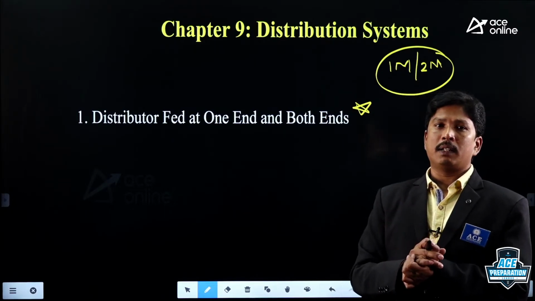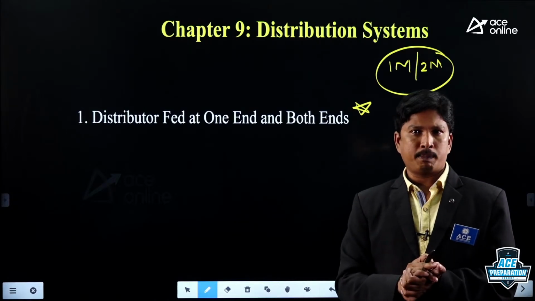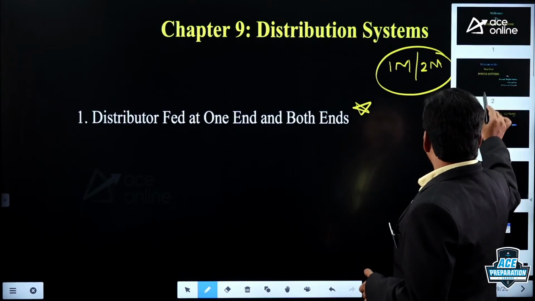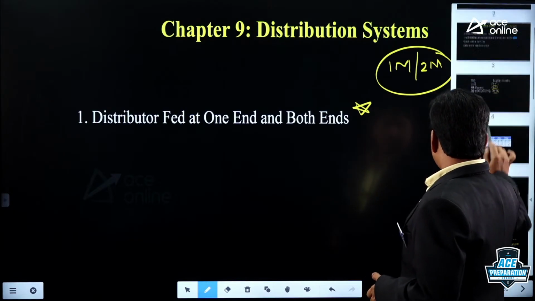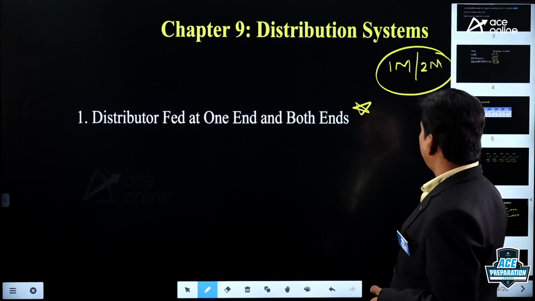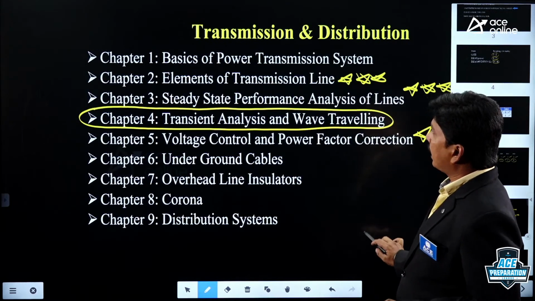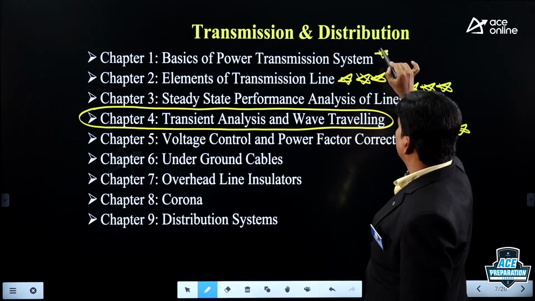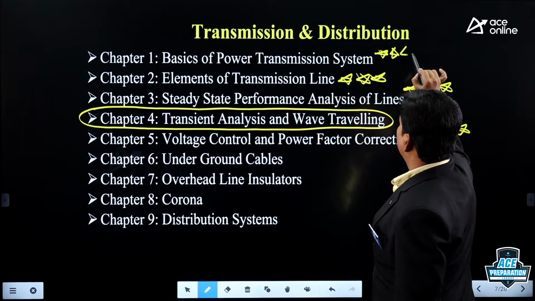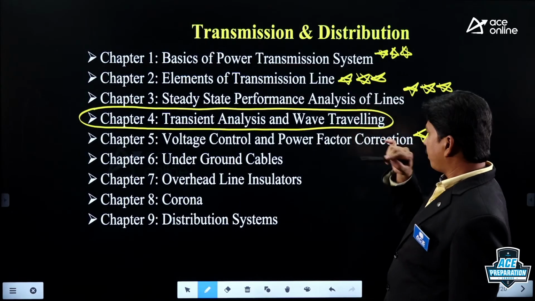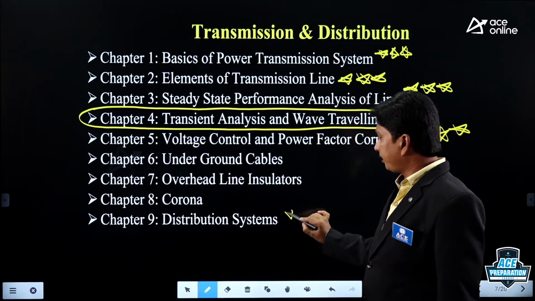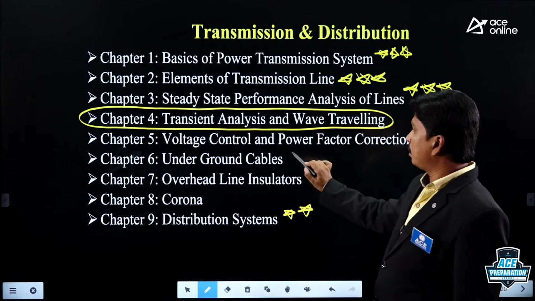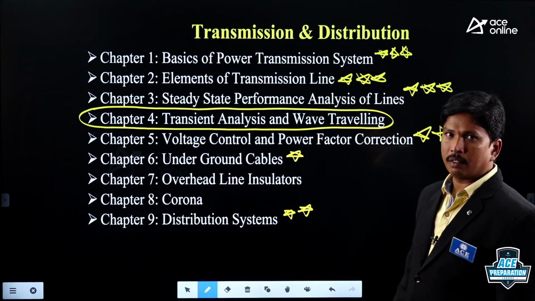In this syllabus we have given, what are the most important parts? If you see here, the most important parts of the transmission and distribution syllabus are, you can see the first chapter, second one, third one, fifth one, and distribution. So we can give 2 stars for these, and for cables we can give 1 star, right?